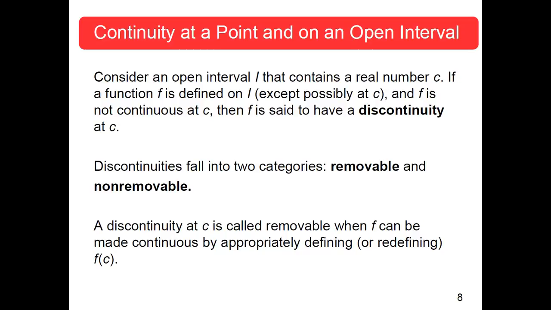But removable discontinuities are essentially when you have a hole in your graph. So let's say you have a function, usually these are rational functions, and you have an x value for which the function is undefined. Well, typically, if you can just redefine the function such that the function is defined at that value, then that would be what we call a removable discontinuity. If there's no way to redefine the function and essentially plug the hole, like for instance with a vertical asymptote, then the function is said to have a non-removable discontinuity.